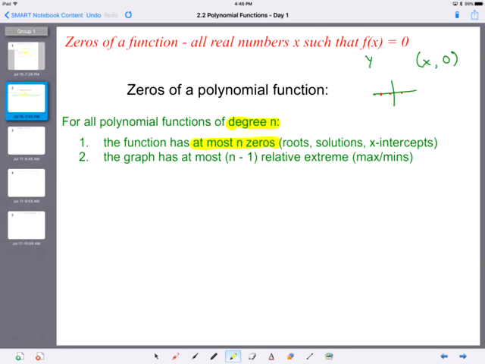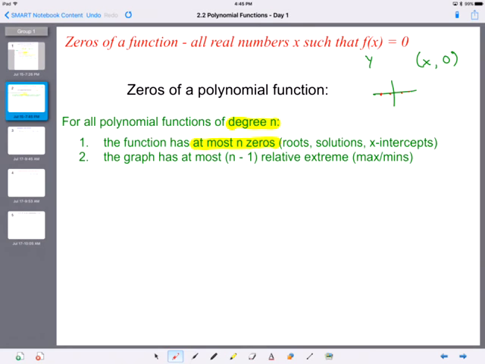Zeros, once again, we kind of interchange some of these words. There are some slight differences, but you've got zeros, roots, solutions, x-intercepts, all have very similar meaning to them. And then also, the graph has at most n minus 1 relative max and mins, or relative extrema.